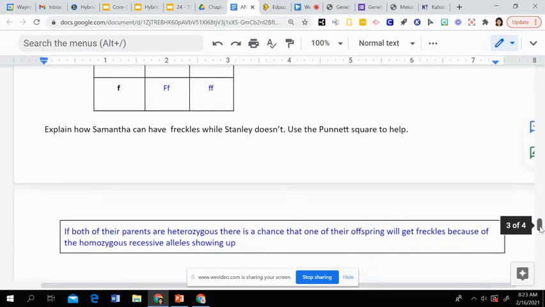And then my explanation just states that if both of their parents are heterozygous, then there's the chance that one of their offspring will get freckles because of the homozygous recessive alleles showing up.